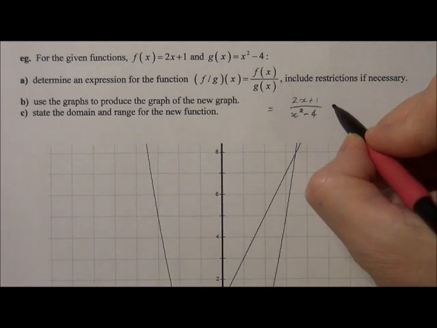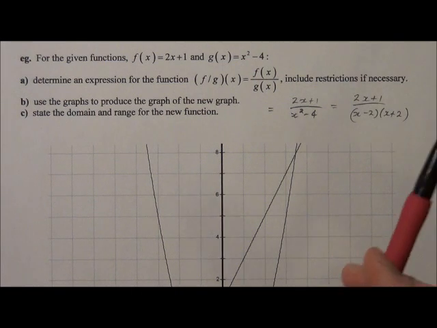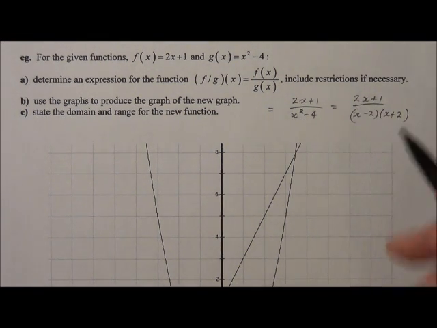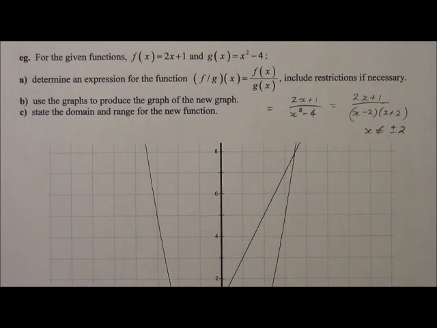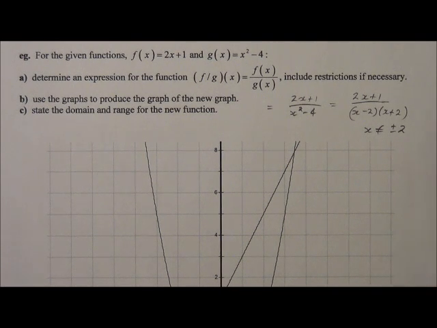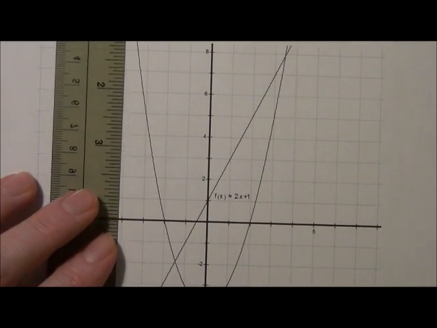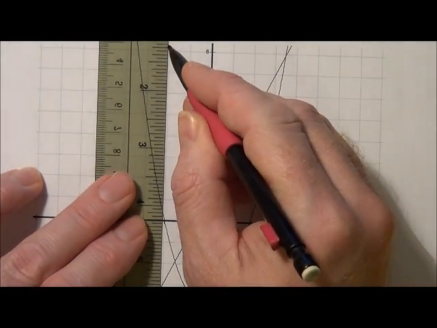I don't think anything can really be factored out of that, so I'm just going to do 2x plus 1 over x minus 2 times x plus 2. I notice that this is a difference of squares. So look at the restrictions for the denominator. x cannot equal plus or minus 2. So in the denominator, if there are two values that cannot be included in the domain, what does that mean about the resulting graph? Right, we're going to have a couple of vertical asymptotes. So one at x equals negative 2.